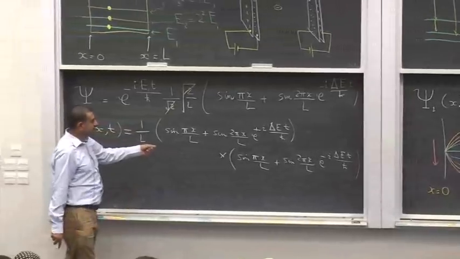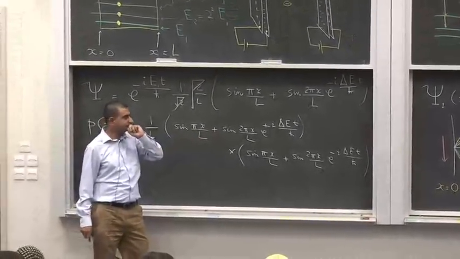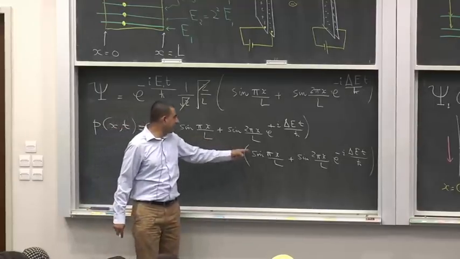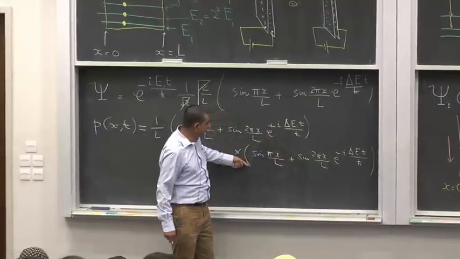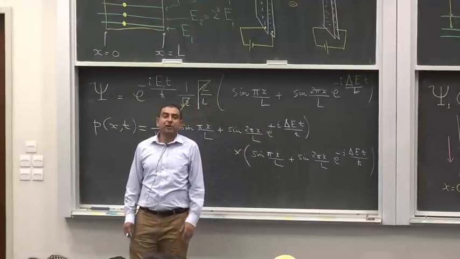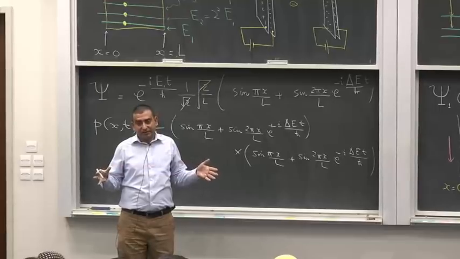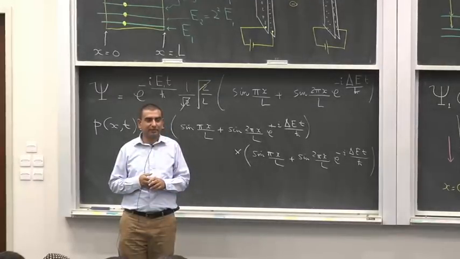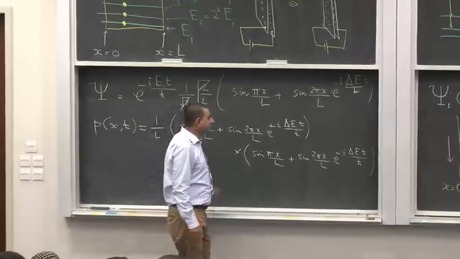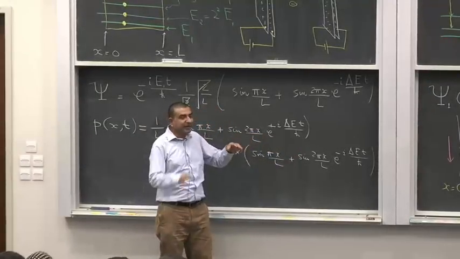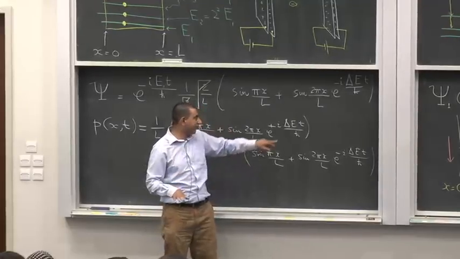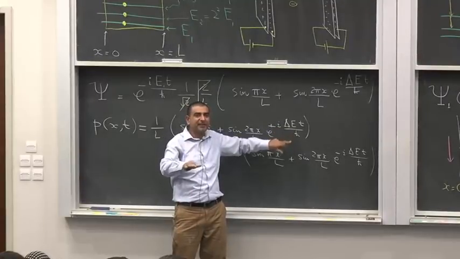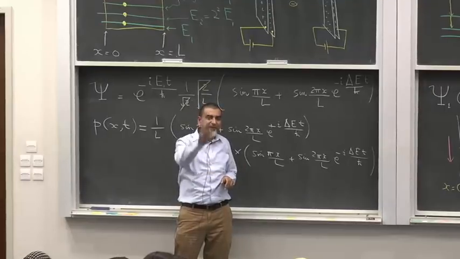So now I have this probability density function. I just multiply out the terms: sine square pi x, sine pi x multiplied with this, sine 2 pi x multiplied with this. So I will get a time dependent probability density function. The probability density function is now going to change with time. Go home and do this on your own. You'll find that this probability is going to change with the frequency delta E over h bar. Whatever the gap between those energy levels is, that will be the oscillation frequency of this probability density function.